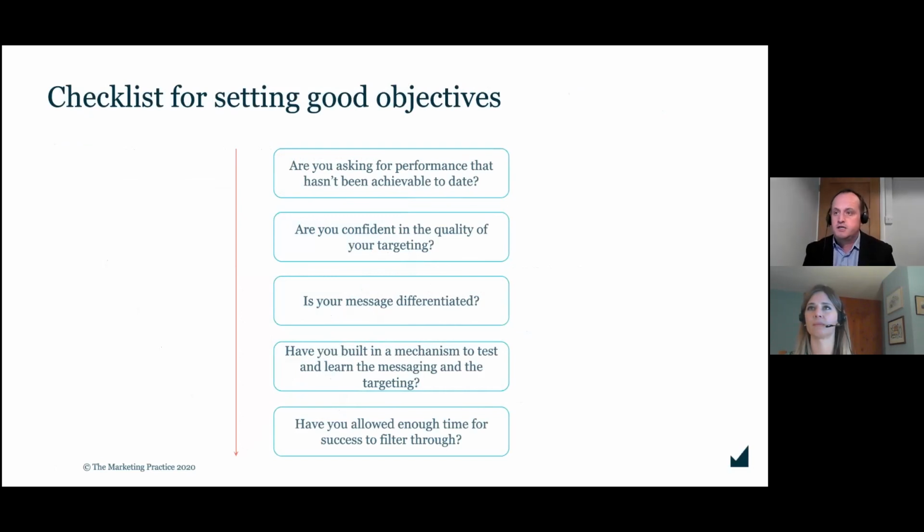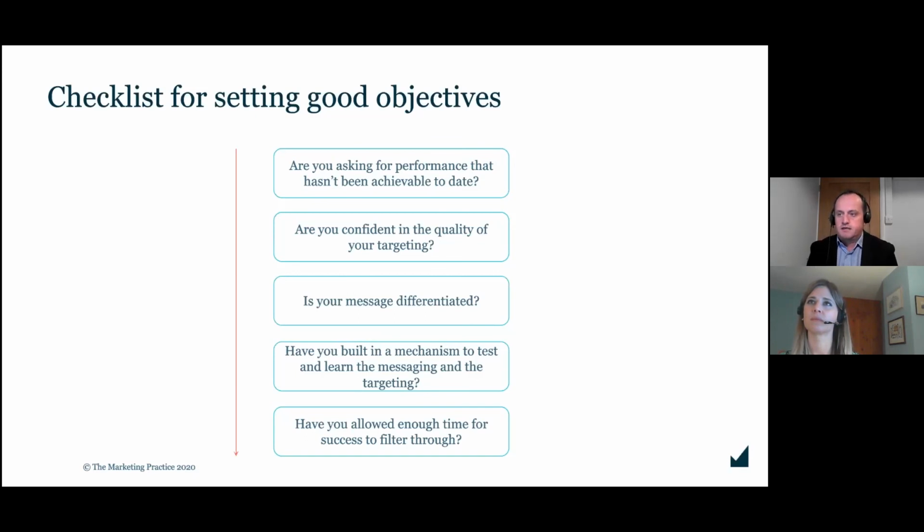So history is absolutely critical. Are you asking for performance that has been achievable to date? Because if it hasn't been achievable to date, but you're expecting it from this particular program, you have to ask yourself, is that realistic? Because there's no reason why some program will overachieve on what's typically been the norm up to this point. So looking back at history is a critical thing.